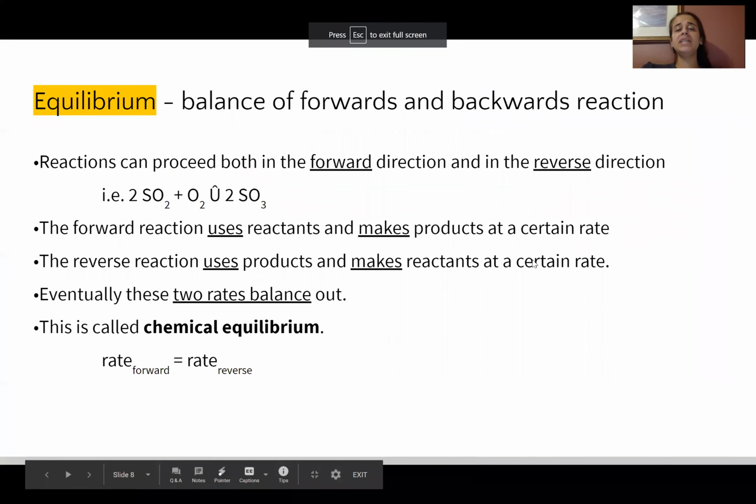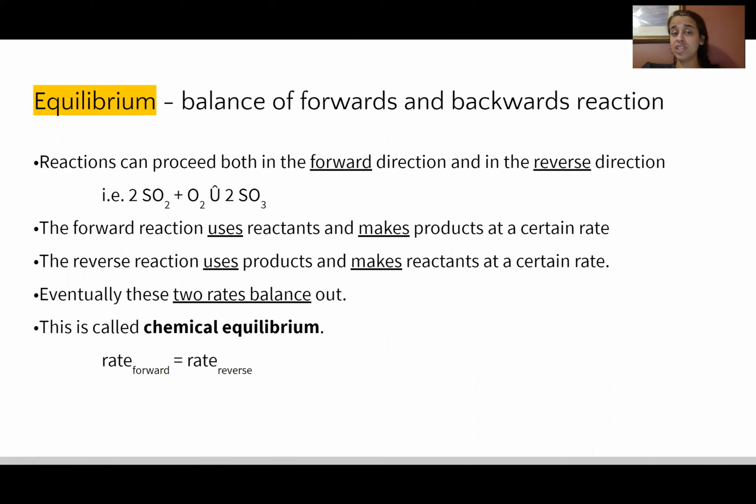So equilibrium is the balance of our forward and backward reactions. Reactions can proceed in both a forward and a backward direction. The forward reaction is what's going to use the reactants to make product. The backward reaction uses product to make reactants. So it's literally the same reaction, just going backward.